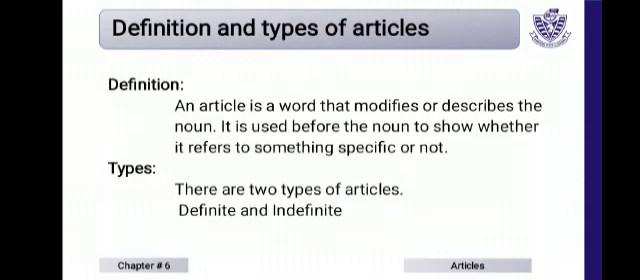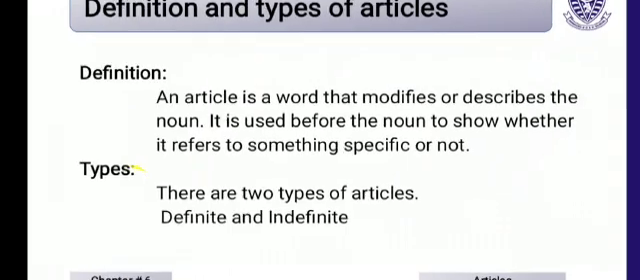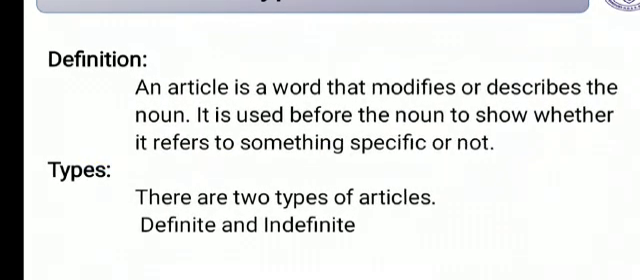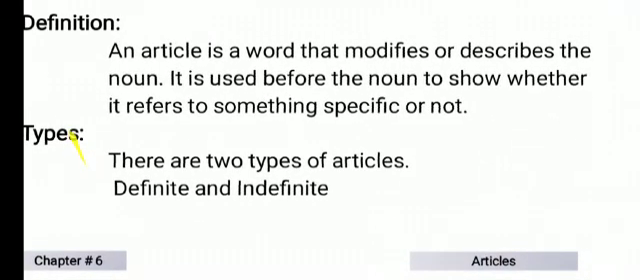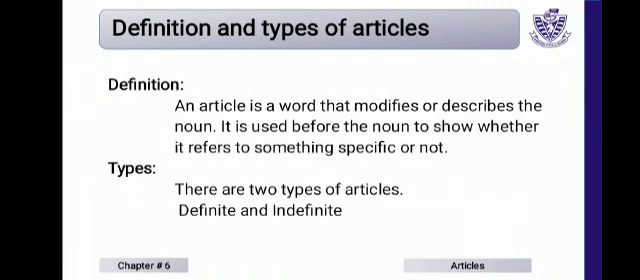Now we have the definition and types of articles. Students, an article is a word that modifies or describes the noun. It is used before the noun to show whether it refers to something specific or not. We have two types of articles. One is the definite article, and the second one is the indefinite article. The definite article is the. The indefinite articles are a and an.